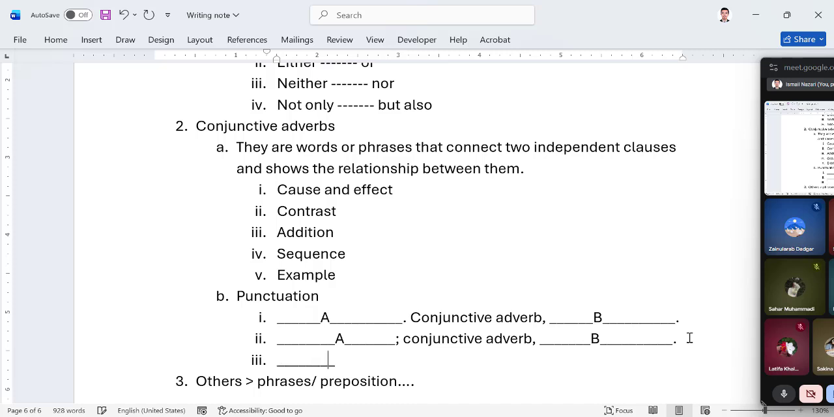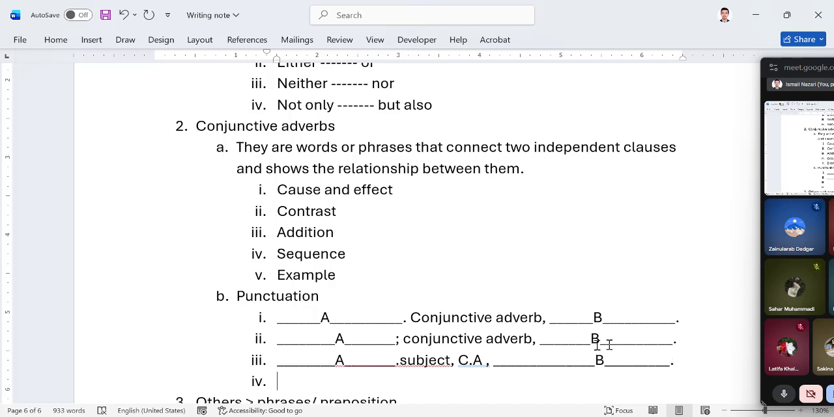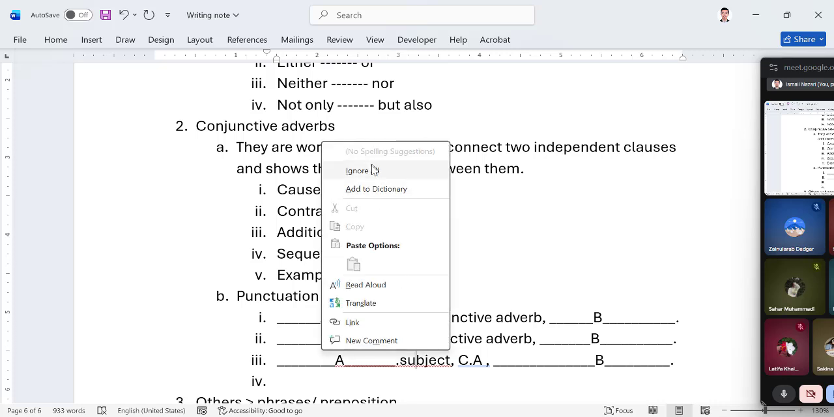We may have our first sentence, sentence A. We may put a dot, or we may put a semicolon, and then we go ahead with the subject of the sentence. Then we put a comma here. Then we may use a conjunctive adverb. So I will write here conjunctive adverb, CA. Again, comma, then the next sentence, sentence B. We can use this punctuation rule as well. So this is the third way to punctuate.